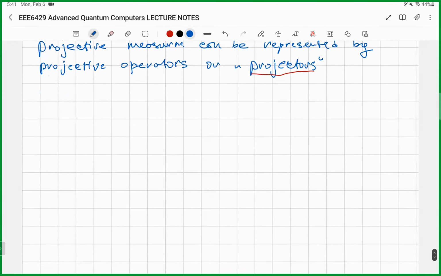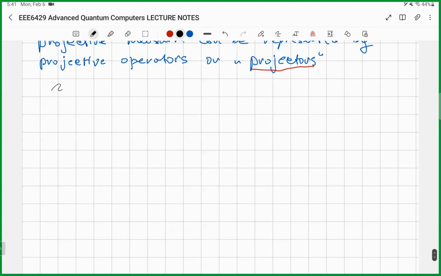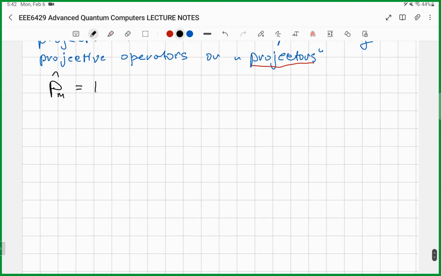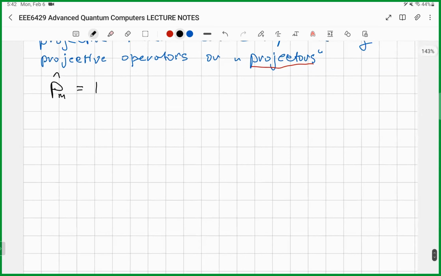So what is a projector? For example, let's describe an operator like this: P operator, with some index m, and this operator is equal to the outer product of this state psi m by itself. So this is basically a projector.